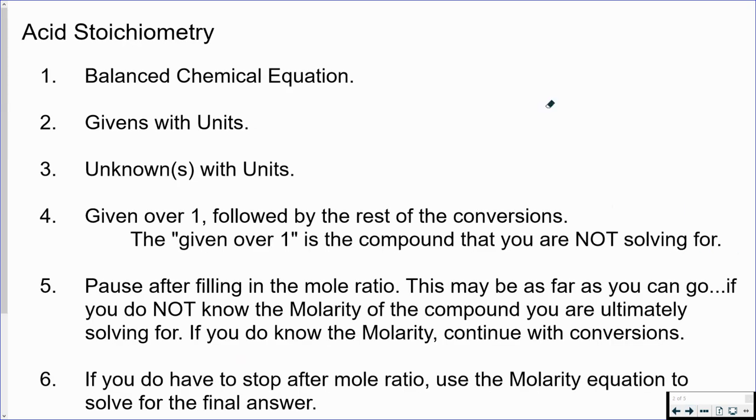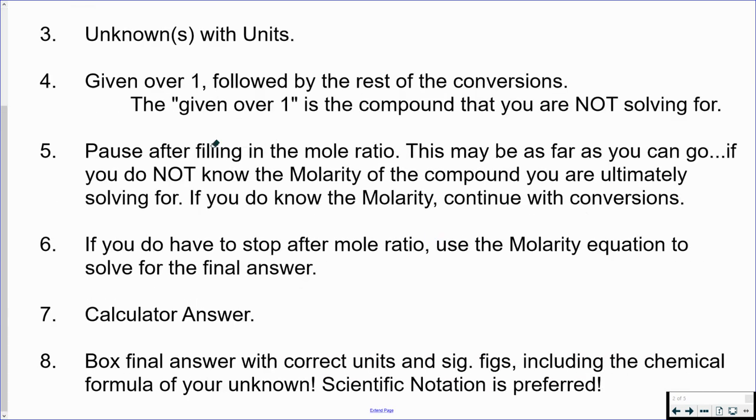In order to do acid stoichiometry, which is titration math, you're going to need a balanced chemical equation. You're going to need to know your givens with the units, and then your unknown with what unit you'd like to give. We're always going to start with given over 1. We then proceed with our mole ratio based off our balanced chemical equation.